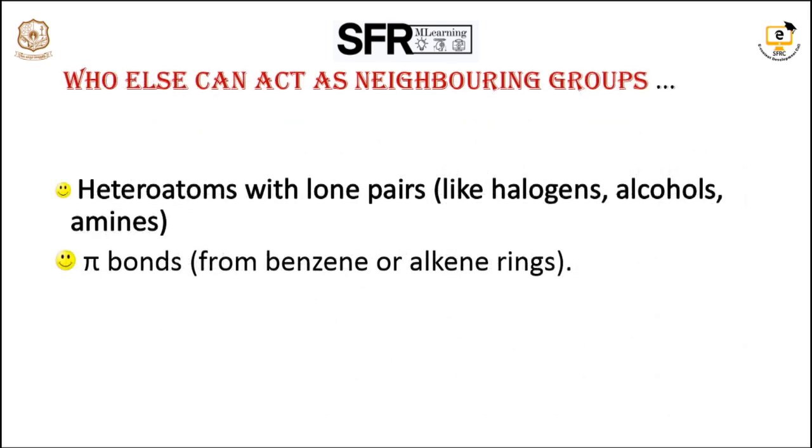And who else can act as a neighboring group? We can say the examples as heteroatoms with lone pairs. Heteroatoms in the sense sulfur, oxygen, nitrogen, like that. And we can also say examples halogens, chloride, bromide, iodide, alcohols like OH groups, amines, NH2. That is, they are having lone pair of electrons. When you take OH, on the oxygen you are having two lone pairs, and in amines you are having a lone pair. And the second thing is pi bonds. The pi bonds may be present in the alkene rings or it may be present in the benzene nucleus.